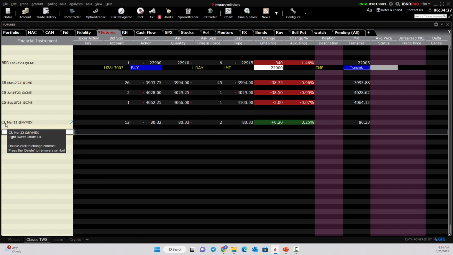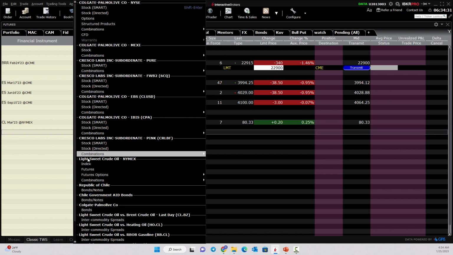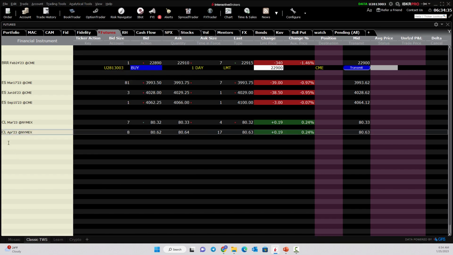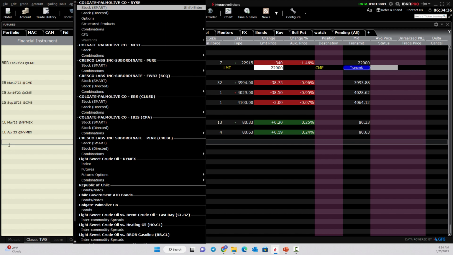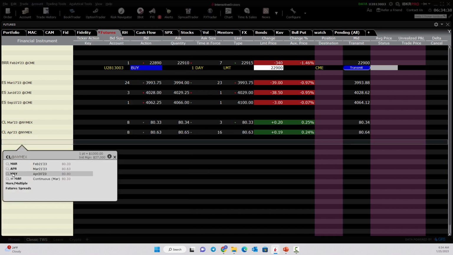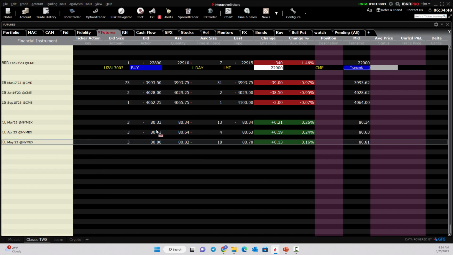So let's bring up light sweet crude, and we'll pull up the full-size contract. CL is the symbol for light sweet crude. I'm going to pull up the futures across multiple time periods, and then you're going to see the difference in price. Now, this is not a vast difference, right? About 30 cents difference there, about 20 cents difference there. This is something that happens in the futures markets.